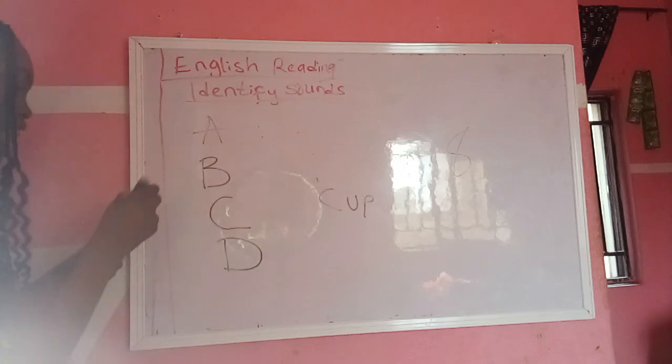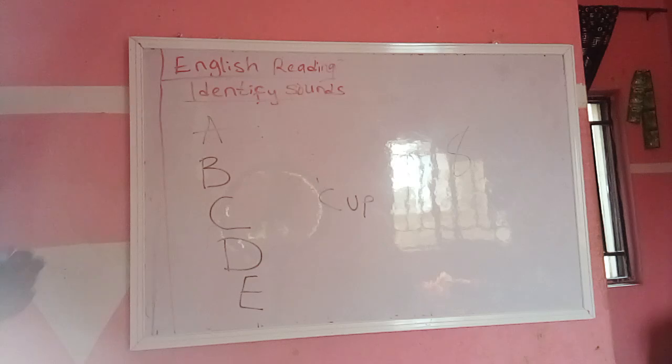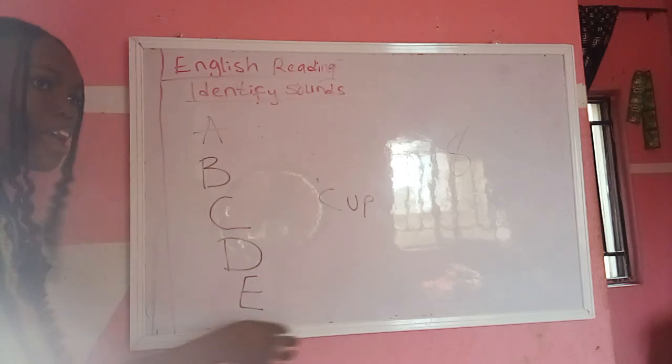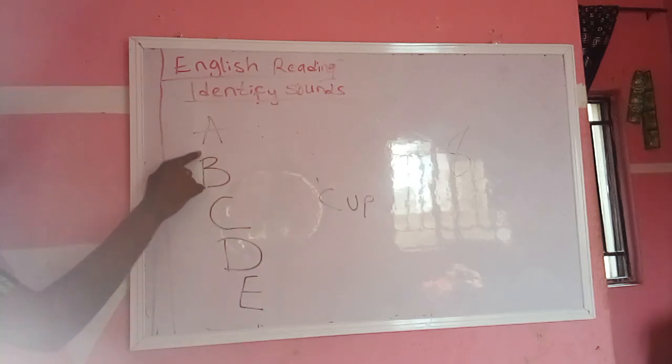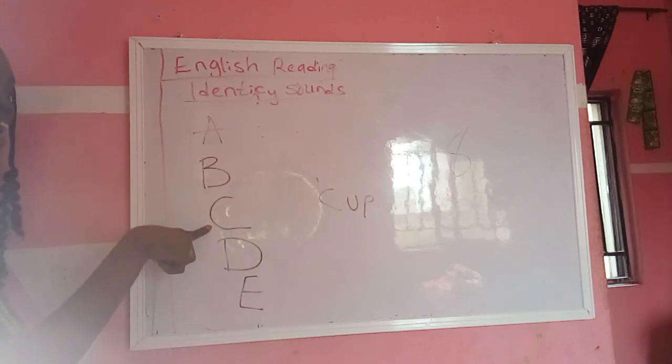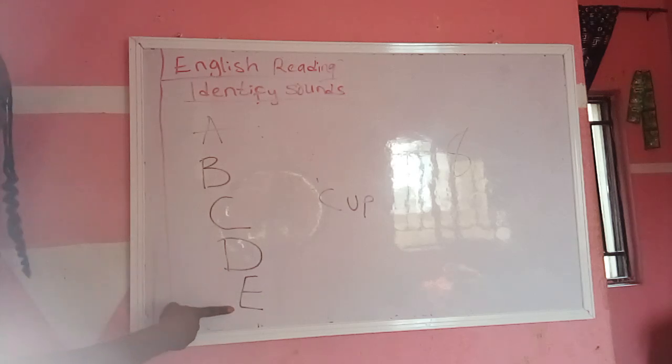Then let's go to the fifth letter of the alphabet. After A, B, C, D, do you have letter E? Now pronounce letter E. Do you call it E? You call it A. Say A. Letter E pronounced as A. Say A. Letter A pronounced as A. Letter B pronounced as B. Letter C pronounced as K. Letter D pronounced as D. Letter E pronounced as A.